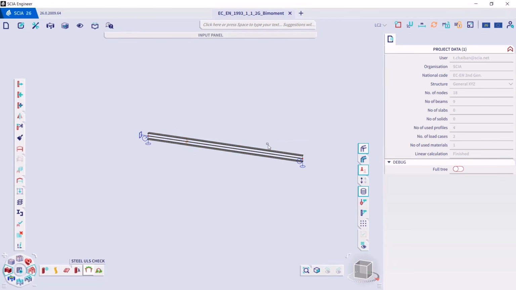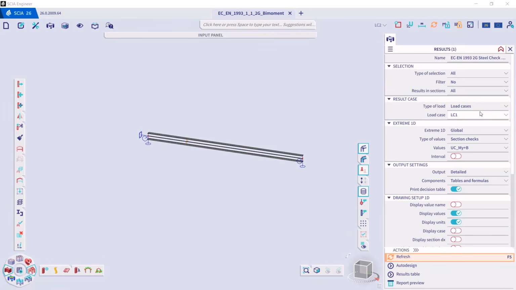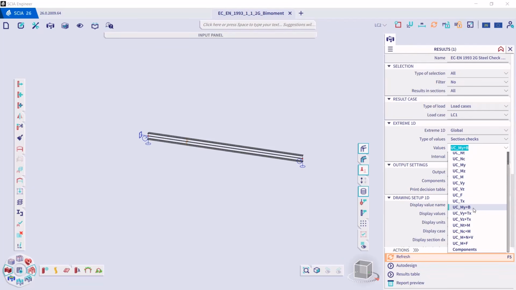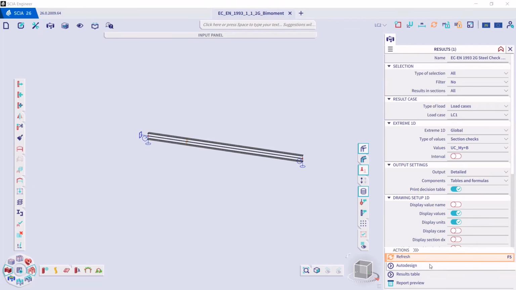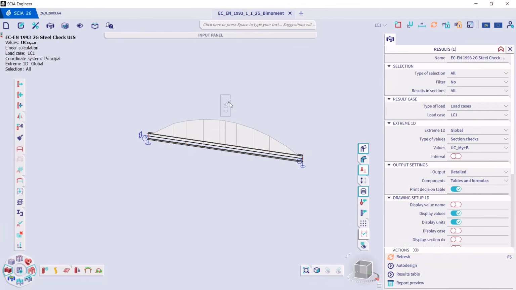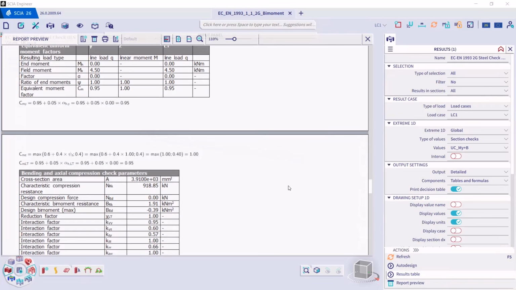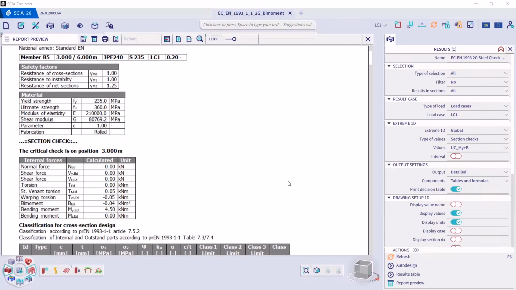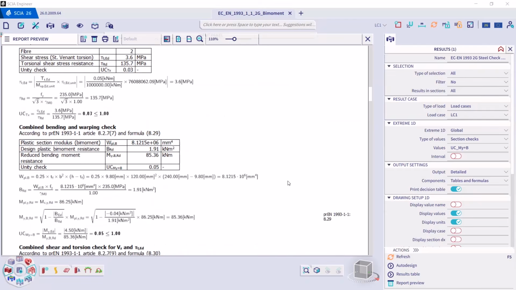So if you have a look at the ULS check, we have first chosen the load case LC1 on its own. And in the section checks, we have the option UC My plus B, which is the combined bending and warping check. You see the value, which is of 5%, and we can ask for the preview. So in this detailed output, you can see that we have the combined bending and warping check available using formula 8.29. You see the design plastic bimoment resistance, BRd, and BEd, which is the bimoment itself, is being used in the formula 8.29. And we can see the value of 0.05 in the check.